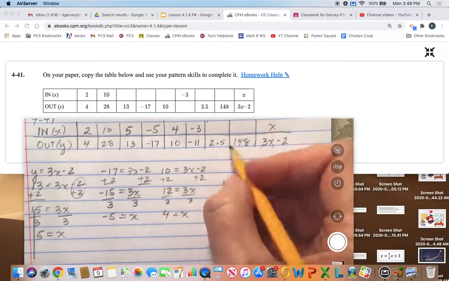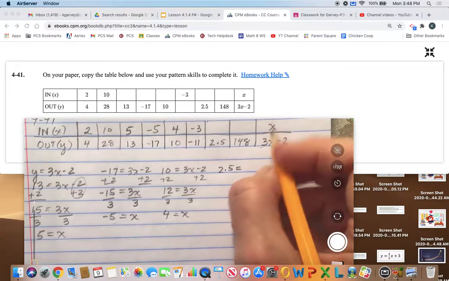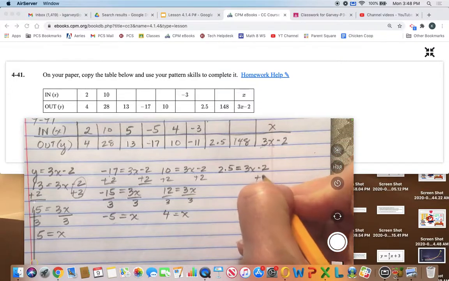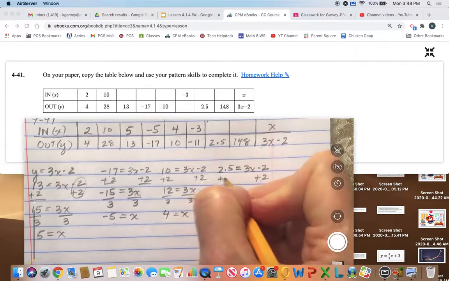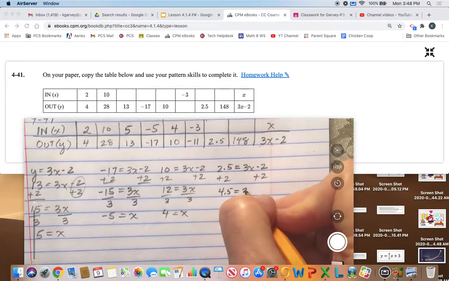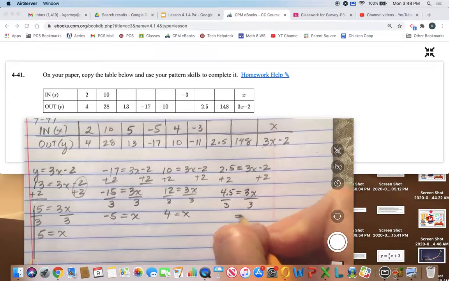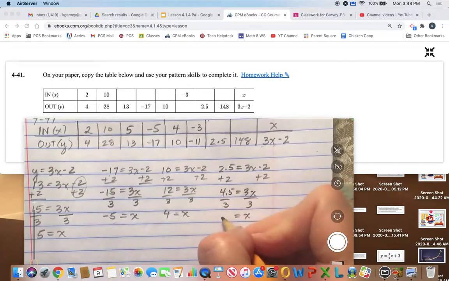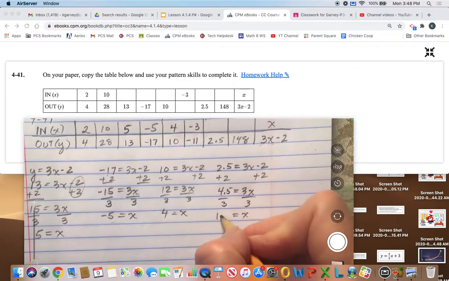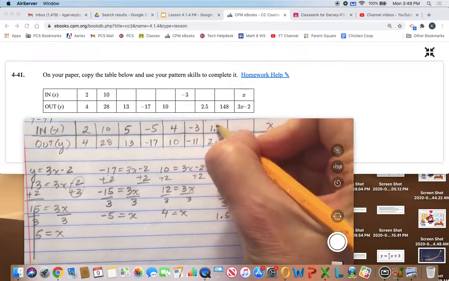Okay, and then here we need to go ahead and say 2.5 is y. And y is equal to 3x minus 2. So we'll add 2 to both sides. And that will be 4.5 is equal to 3x. And then divide by 3, divide by 3. And this side is just x. And 3 goes into 4 once. And we have 1.5 left over. 3 into 1.5 is 0.5, and so this is 1.5.